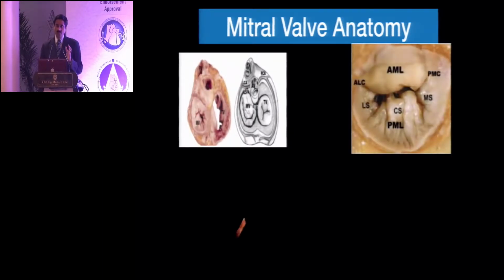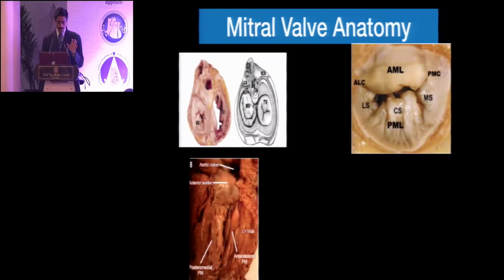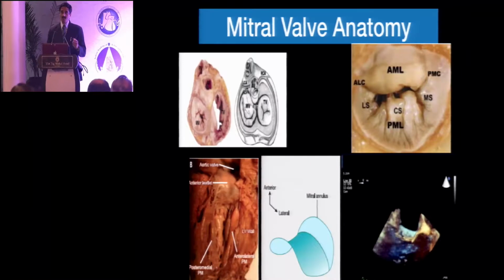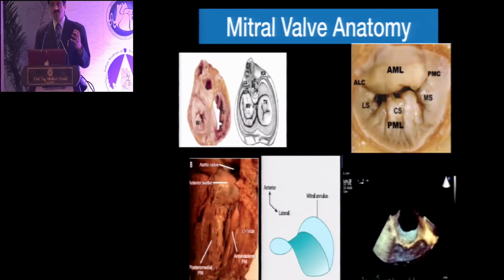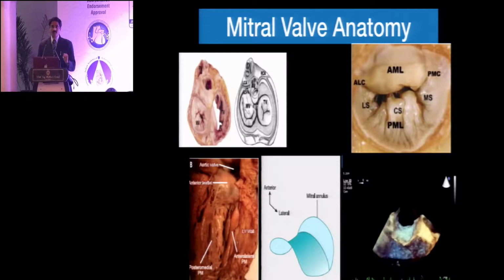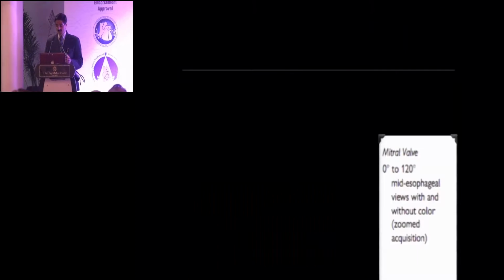When we talk about the mitral valve and the intraoperative period, we can't just talk about the leaflets. We have to talk about the leaflets, annulus, papillary muscles, cords, left ventricle, and left atrium. When interpreting mitral valve pathologies, we always look at the complete mitral valve structures rather than just the leaflets.